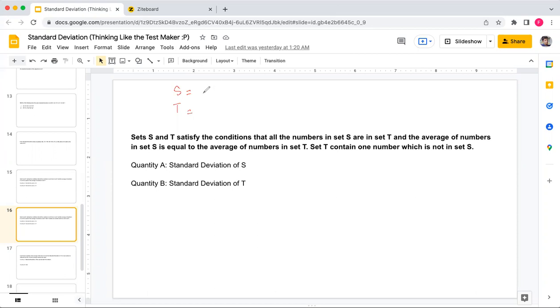For the time being, just consider any values. The next thing is that the average is equal, right? There is one more condition: set T contains one element which is not in set S. So it contains one more element. So how can you think of this question? Anyone? How did someone come up with D and another with A?